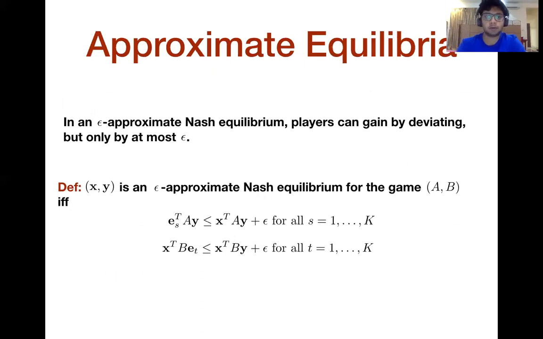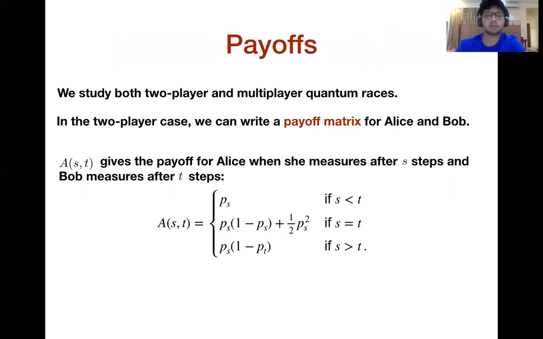There is an approximate version of this as well, and here the players are allowed to deviate only by a small amount of epsilon, and this is also very useful in most practical applications. So we study both two players as well as multiplayer quantum races, but we talk about the two player now in more detail because it's easier.